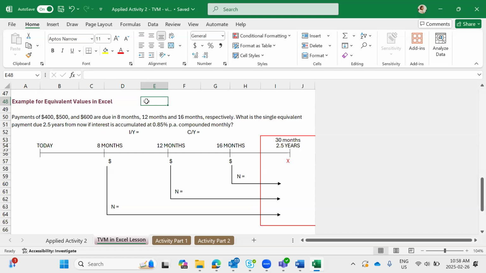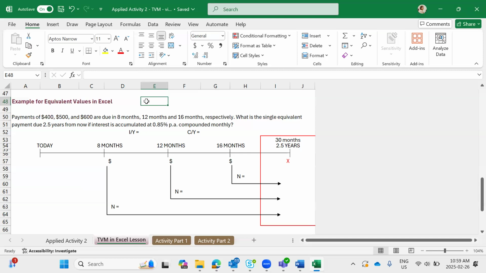So we did lots of questions on equivalent values in our lesson note. This question is an equivalent value problem because it says payments of 400, 500, and 600 are due in 8 months, 12 months, and 16 months from now. What is the single equivalent payment due 2.5 years from now if interest is 0.85% per annum compounded monthly? So we did this question in class, but I want to show you how you can do it in Excel.